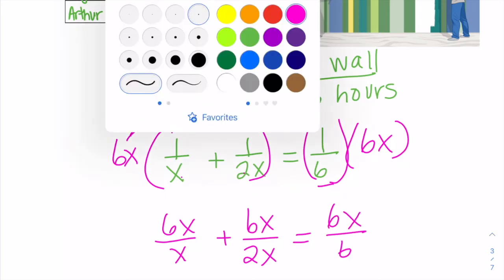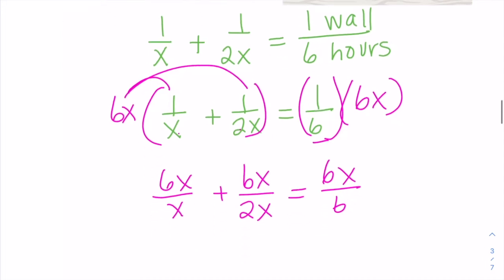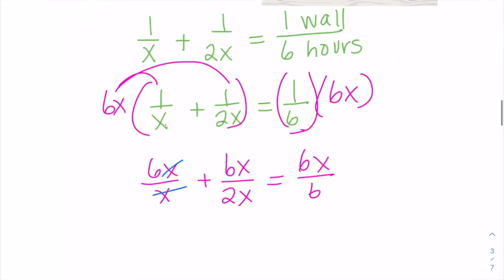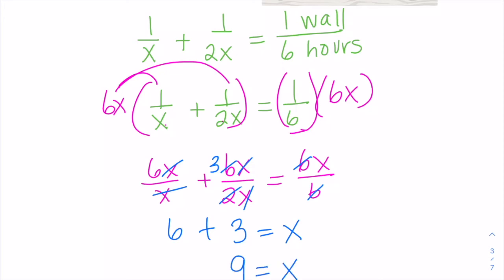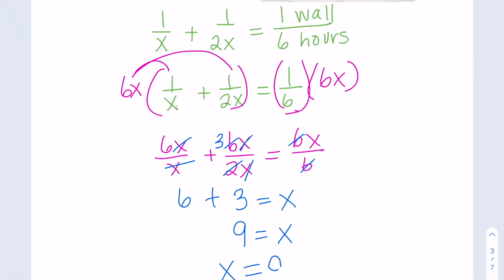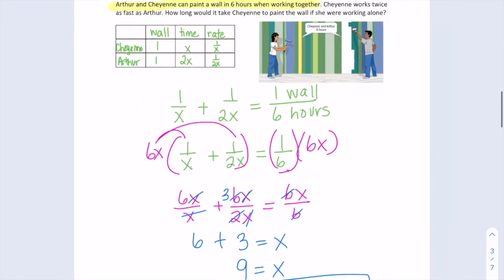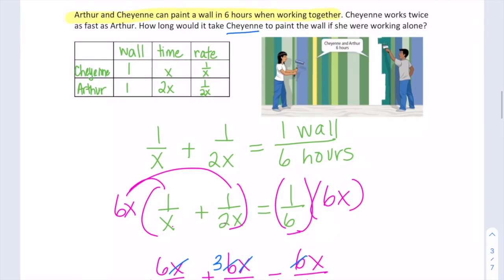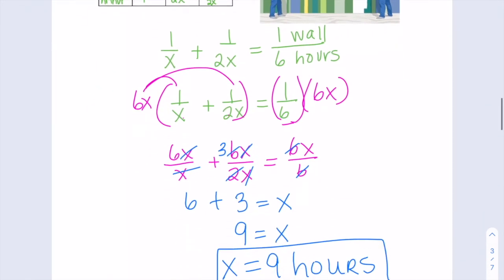Lots of 6's there. Okay, let's cancel some things out. The X's will cancel and we'll be left with 6. These X's will cancel and the 2 reduces to 3. These 6's will cancel. We'll just be left with X. So what does that mean? It means that the time for Cheyenne will be 9 hours. And if we're thinking about Arthur, he would take 18 hours. So you're looking for Cheyenne, so we'll just keep X equals 9.